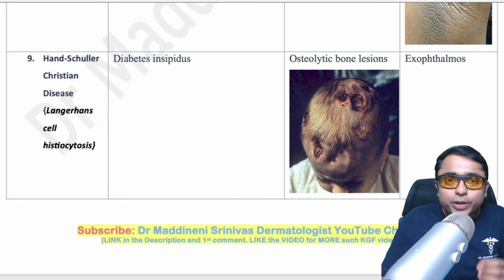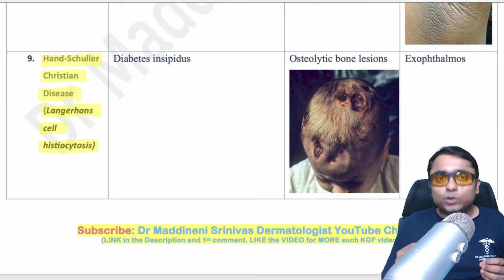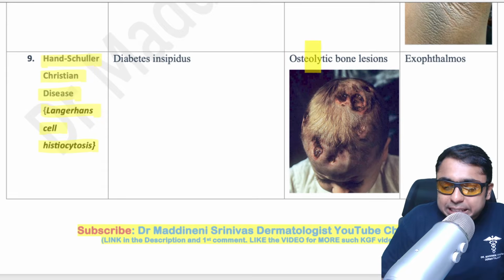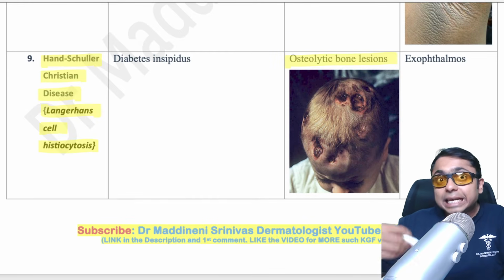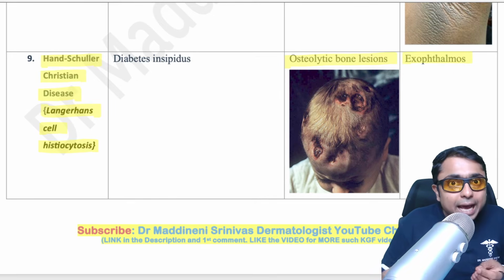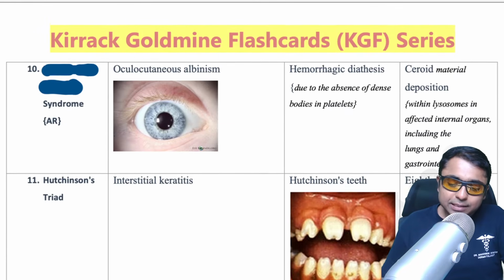Okay, so next we are going to discuss Hand-Schüller-Christian disease. The name is very complex, isn't it? It is a Langerhans cell histiocytosis basically, in which there is going to be a triad. In the skin we can see osteolytic bone lesions literally producing skin ulcers. The patients are also going to have exophthalmos, and there is going to be diabetes insipidus. So this is Hand-Schüller-Christian disease.